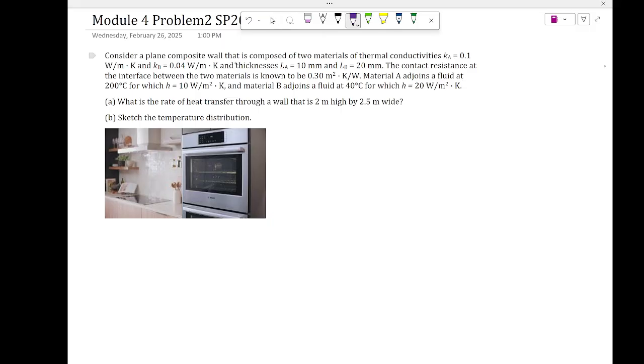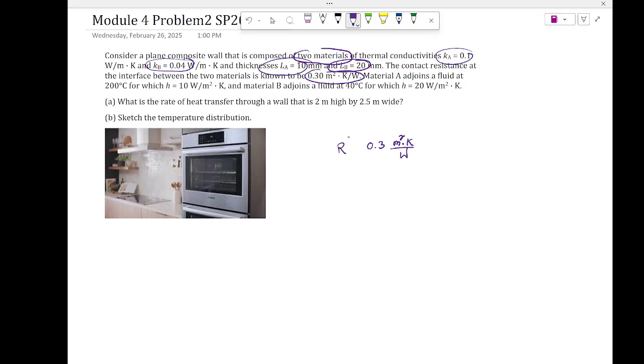But while I'm reading the problem, pay attention to what is happening. So consider a plane composite wall that is composed of two materials. Thermal conductivities for these two materials are given as Ka and Kb, and the thicknesses are given as La and Lb. The contact resistance at the interface between the two materials is known, and its value is given as 0.3 meter squared Kelvin divided by W.